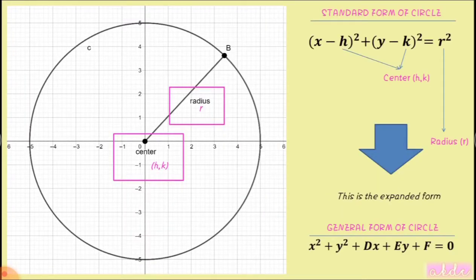We have two equations of a circle. We have the standard equation or standard form, and we have the general form or the general equation. The standard form of a circle is given by the quantity x minus h squared plus y minus k squared equals r squared, wherein h and k are the center, h is the x coordinate, and k is the y coordinate. And r is the radius. Now, if we expand the standard form, we are going to get the general form of the circle. So it will become x squared plus y squared plus dx plus ey plus f equals 0.